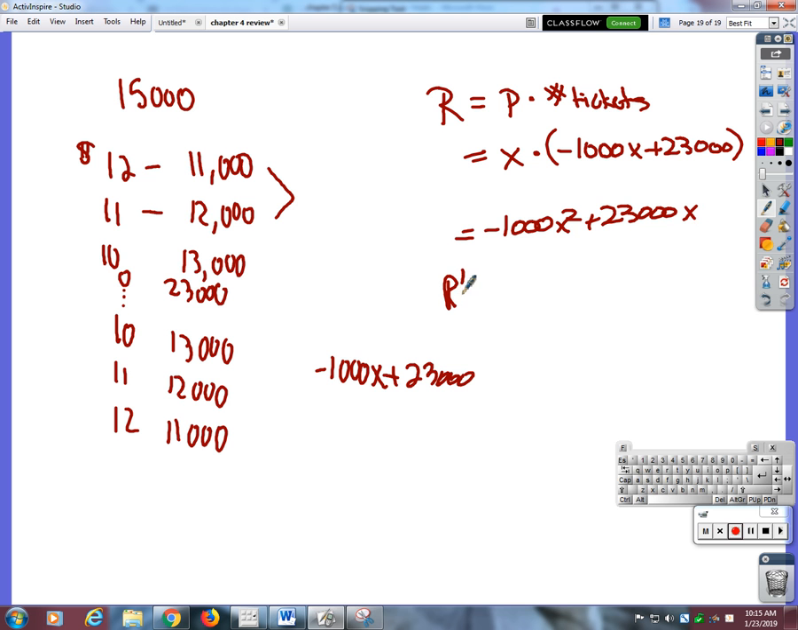Okay, hold on. The derivative of this is negative 2,000x plus 23,000, right? So you got to set that equal to 0. So you subtract 23,000, divide by 2,000. What do you get from that? It's 11.50, isn't it? Okay, so we got it right doing it a different way. So they just charged $11.50.